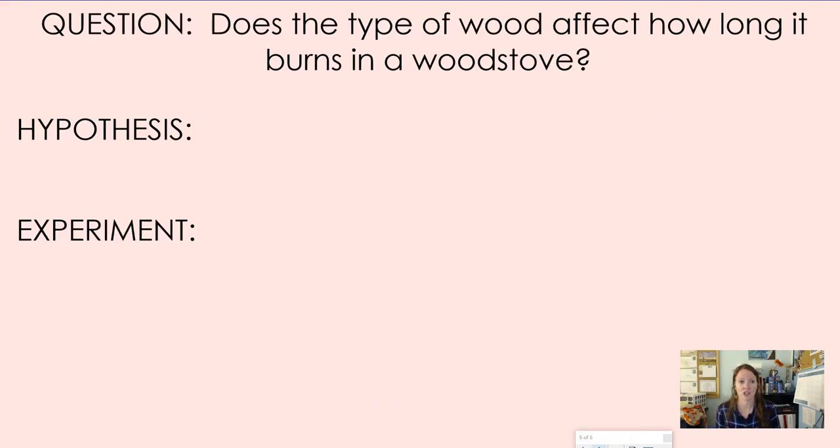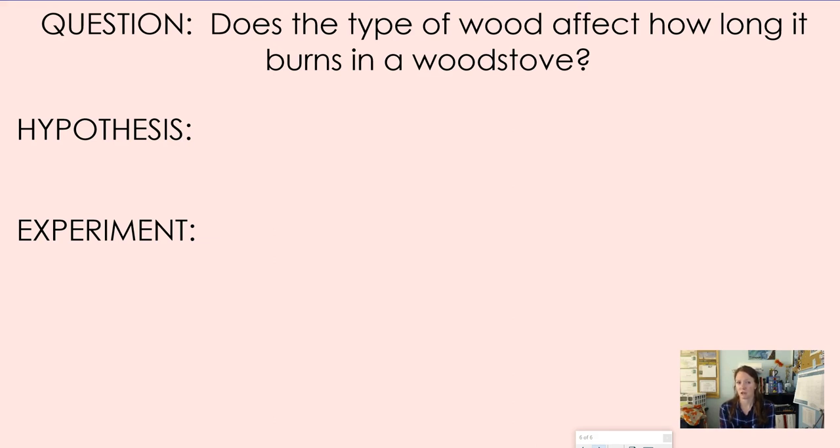Now I want you guys to go ahead and think about this and try to set up your own experiment. Here's my question for you. Does the type of wood you use affect how long it burns in a wood stove? So you got some wood, different types of trees. You're going to put it in your wood stove. How does that type of wood affect how long it burns?